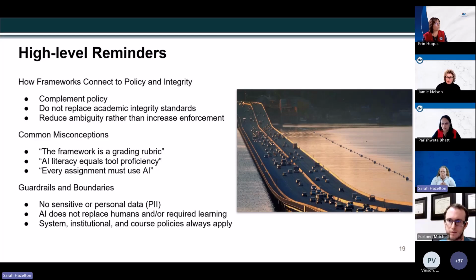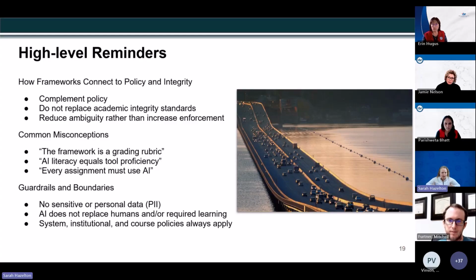So remember that the frameworks are at a high level. So you'll notice in this picture, it's a pretty high level view of this bridge, right? So the frameworks are at a high level, right? We're not deep into a specific program or a specific discipline. They are to complement the policy, not overtake it. They don't replace any of the academic integrity standards. In fact, this helps complement those academic integrity standards in terms of engaging with AI.